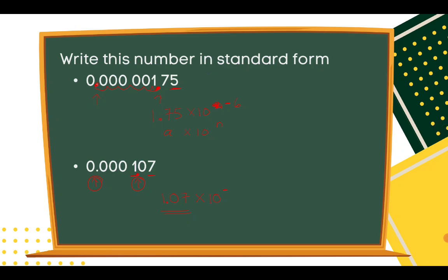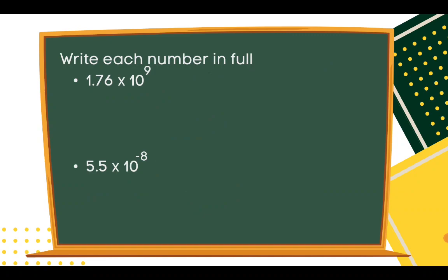Now, how about the number itself? That one depends on how many jumps you need to do, right? So like this one, you do the counting, right? 1, 2, 3, and 4. Okay, it means this one will be negative 4. That one will be the standard form of 0.000107.